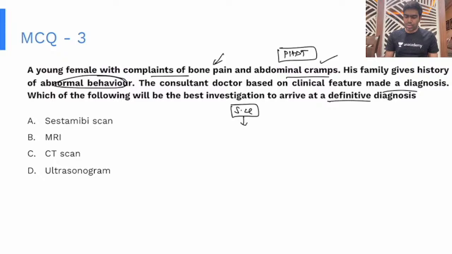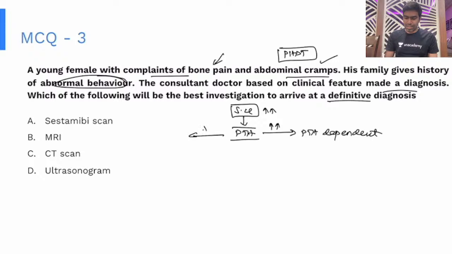Of course, if the serum calcium is increased, then the next step will be to look at the PTH. PTH will be the next step. So here you need to see whether PTH is elevated or PTH is suppressed. If the PTH is elevated, you're going to think about PTH dependent hypercalcemia.